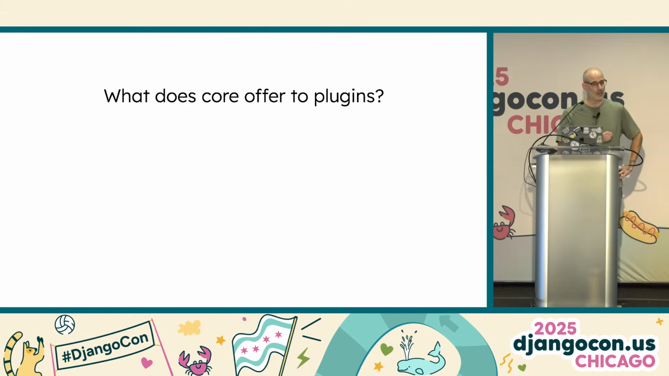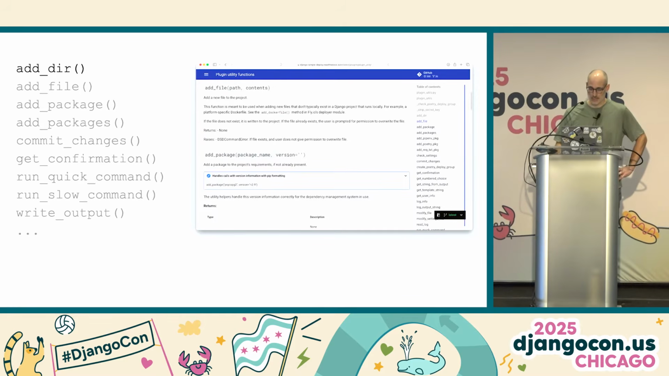What does the core library offer to plugins besides the information just shown? There's a bunch of utility functions. For example, you can easily add a new directory to the user's project. When a plugin calls add file, the file is written to the project if it doesn't already exist.